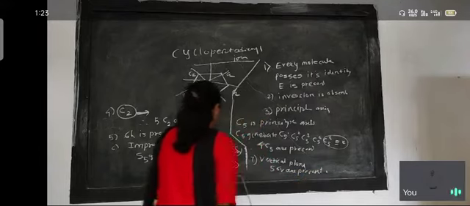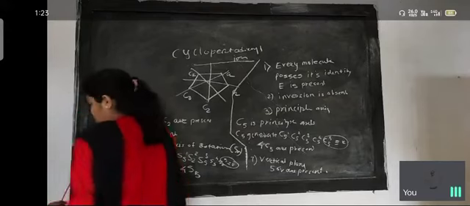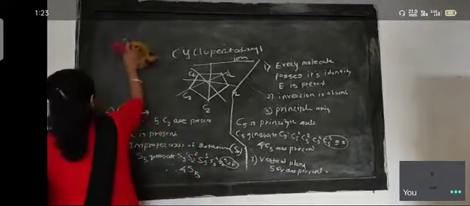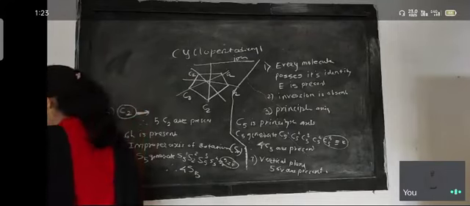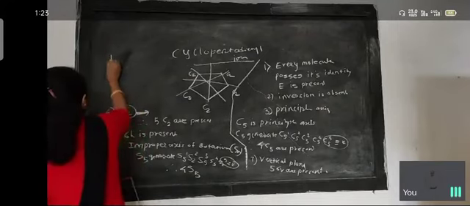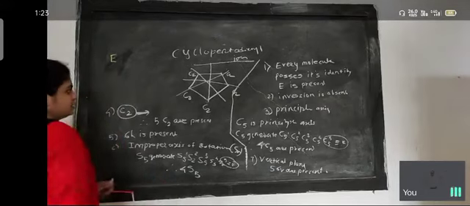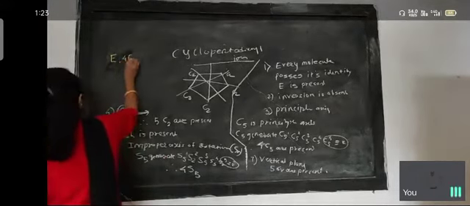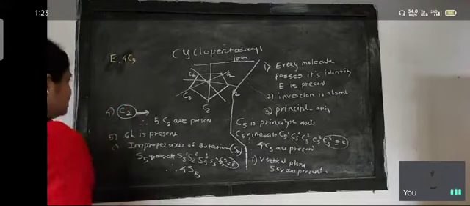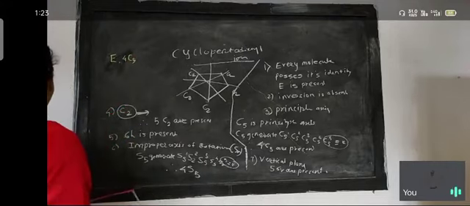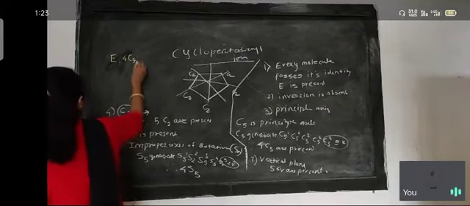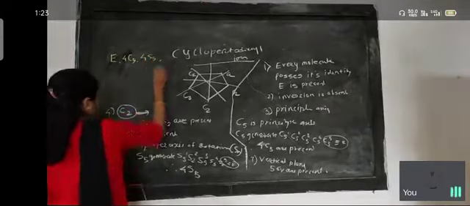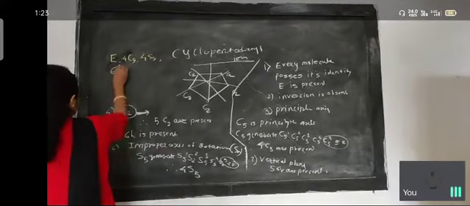Vertical planes are present. So the total symmetry operations are, see here: identity is the first symmetry operation. Then next is the 4C5. C5 is the principal axis. Then next is the 4S5, then the sigma h.